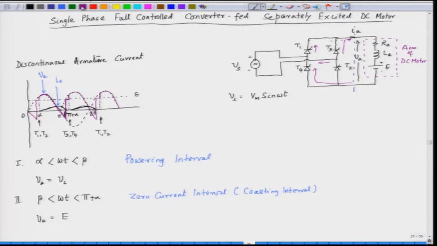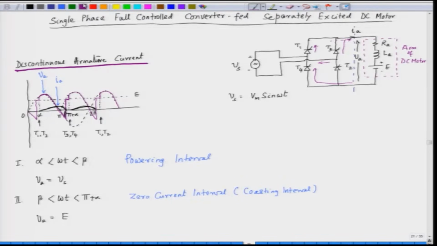Now, this is the discontinuous armature current operation, where the armature current is rising and then coming down to 0, and then starting from 0 again and coming down to 0. So, the current is touching 0 in every half cycle. Now, we have to analyze this circuit with mathematical equations.